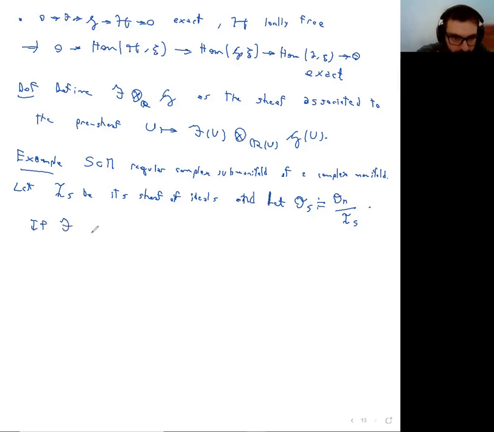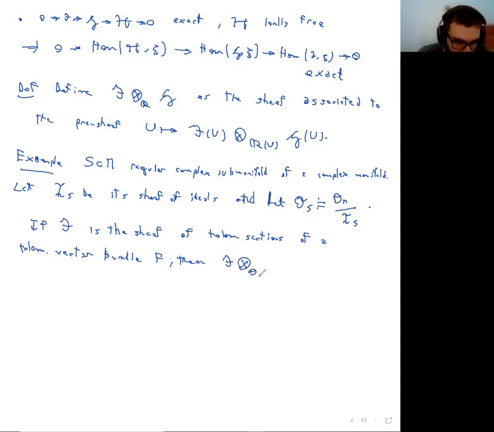And now if we take F, the sheaf of holomorphic sections of some bundle, which of course we call F. Then F tensor over O_M with O_S is the O_S module of holomorphic sections of F restricted to S.